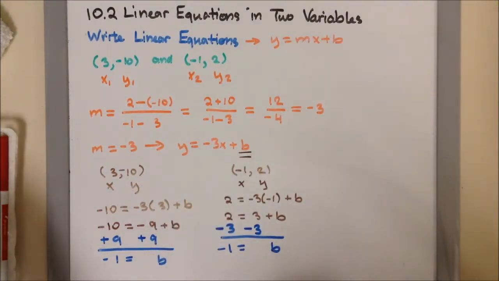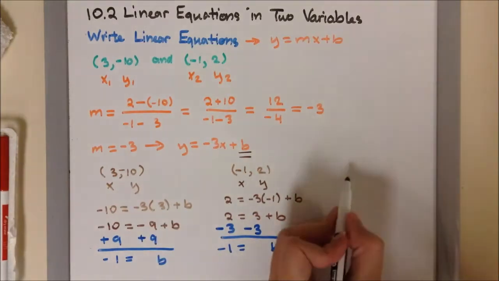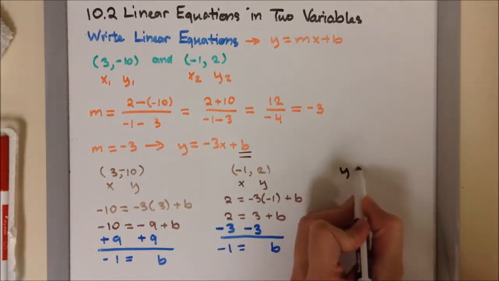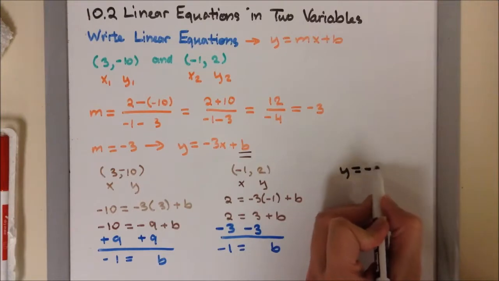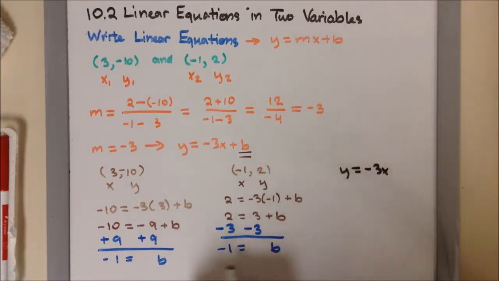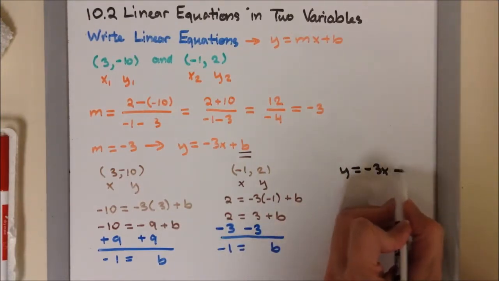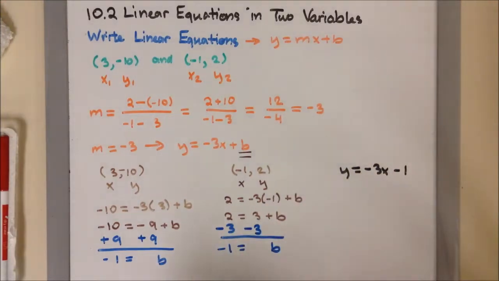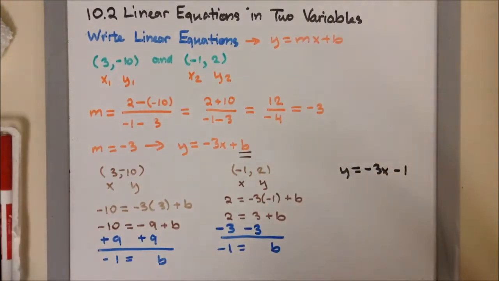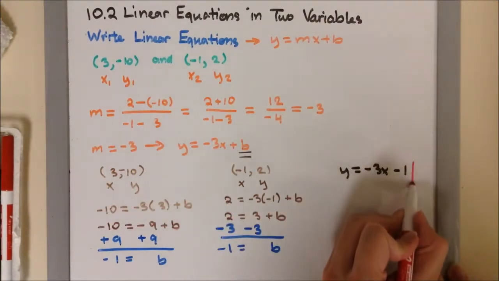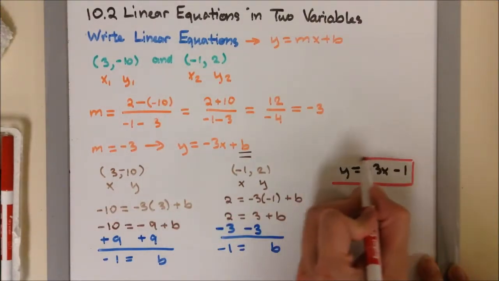Now I'm going to write my linear equation. y equals, I know my slope, which is -3, and then x, and then my b value is -1, so I'm just going to write -1. And that would be my final answer for a linear equation when given two points.